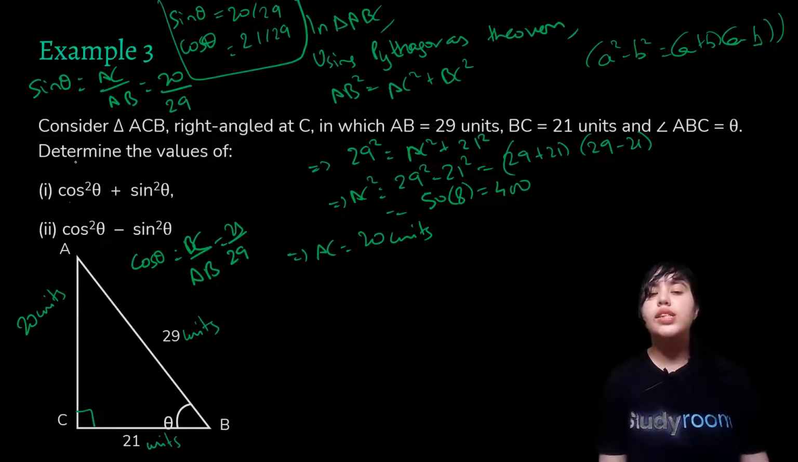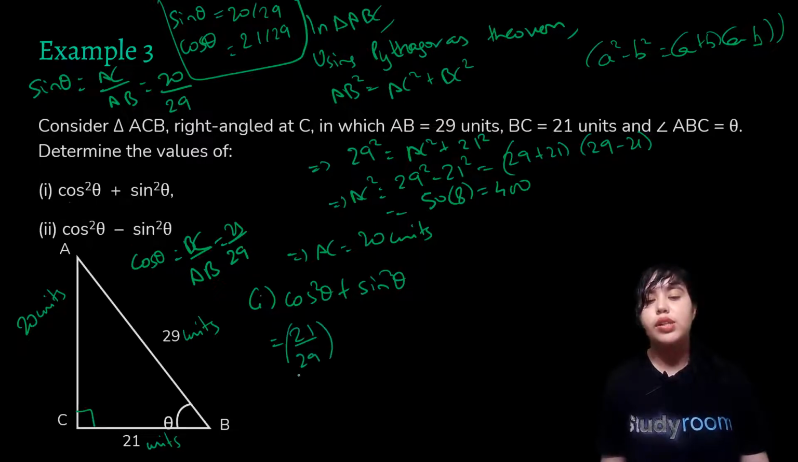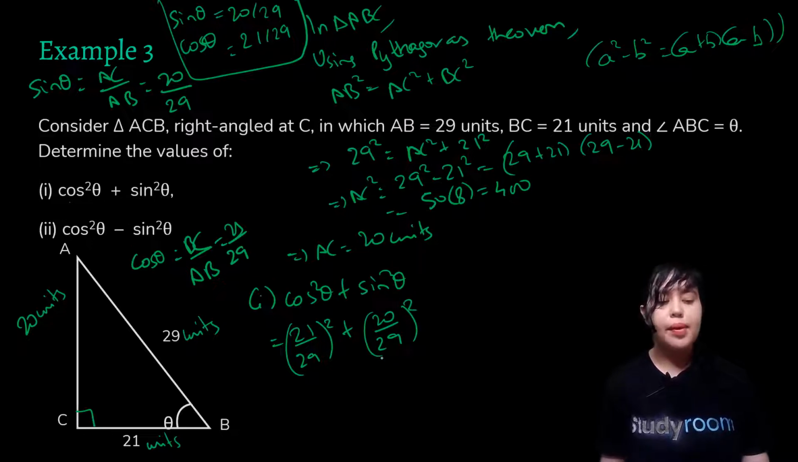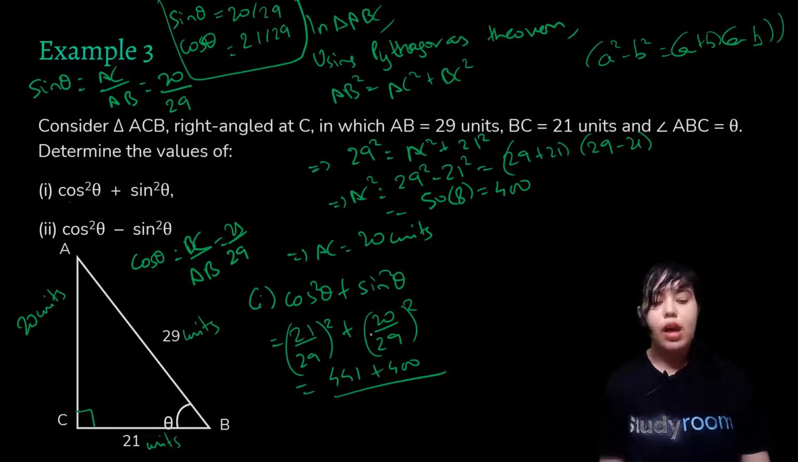Now all you need to do is make the substitution. So for the first part, we are substituting cos square theta plus sine square theta. Cos square theta will become 21 upon 29 whole square. The sine square theta will become 20 upon 29 whole square. So this will become 441 plus 400, after squaring them up, upon 29 square, which is 841. So that is 841 upon 841, that is equal to 1.